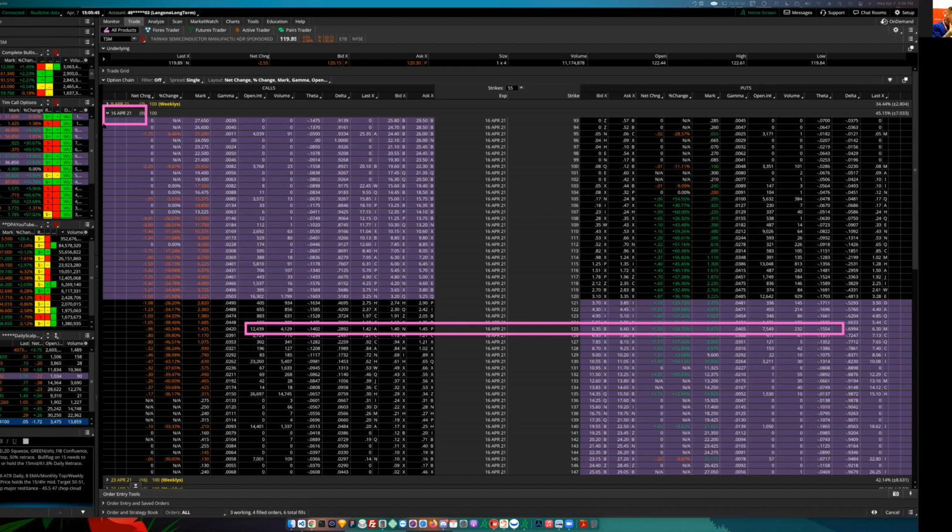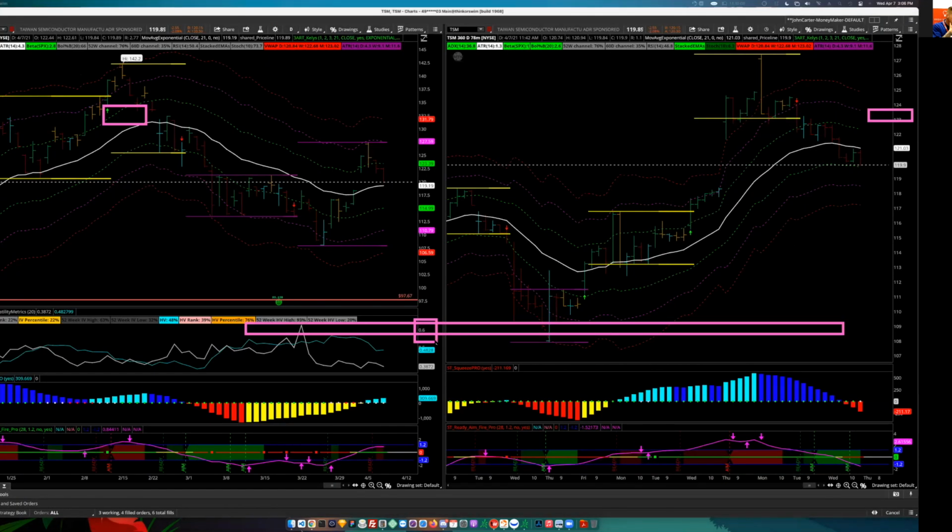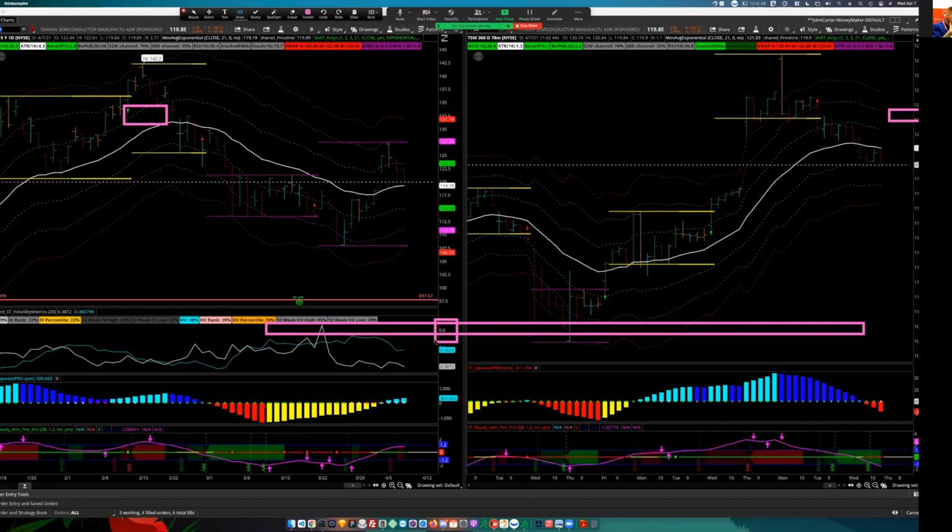The 16th is the monthly expiration. We've got a $7 market making move. We've got almost 20,000 contracts that they wouldn't have to pay out at the 125. I mean, really, it's a buck 45. Definitely have the liquidity there. 4,000 open interest.